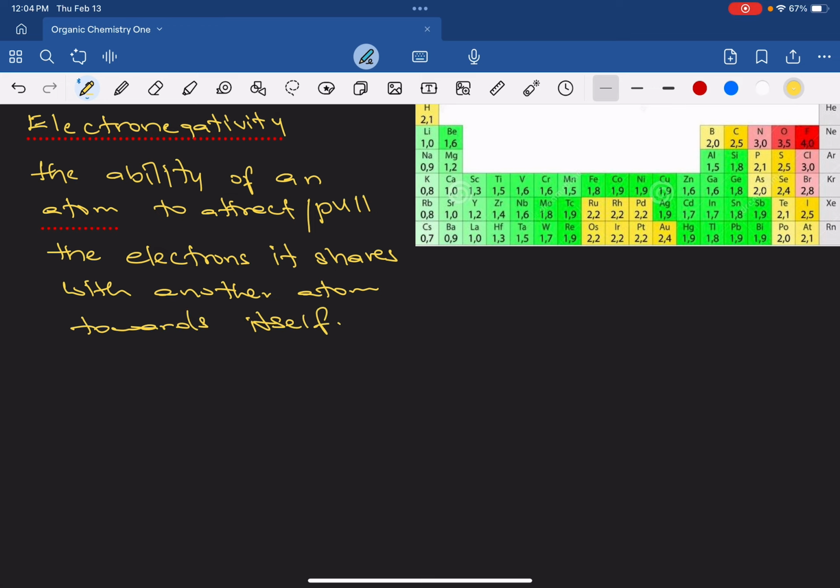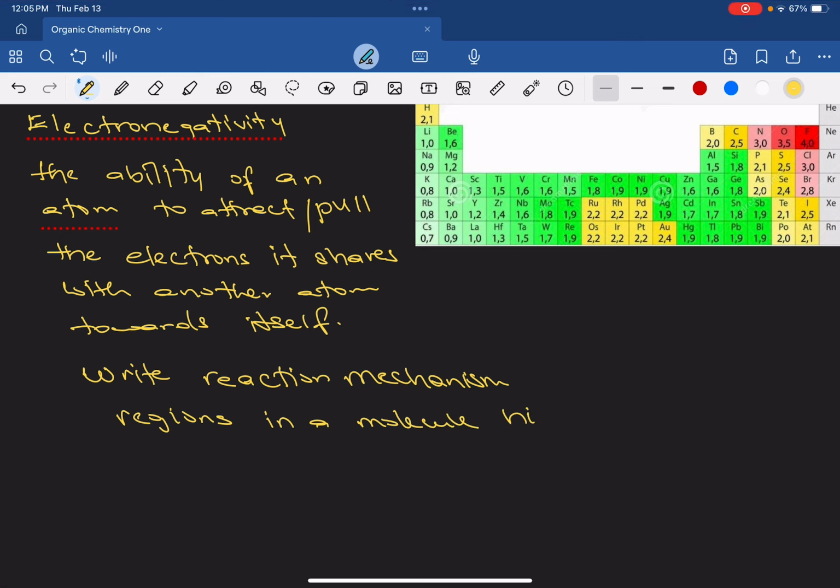And you might be wondering, why do I need to know electronegativity for organic? Extremely important, right? When you write reaction mechanisms, it becomes very important because electronegativity will help you understand the regions in a molecule where you have high electron density and low electron density.